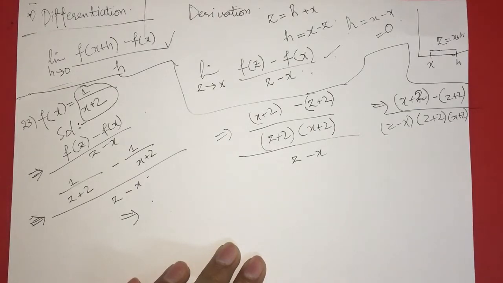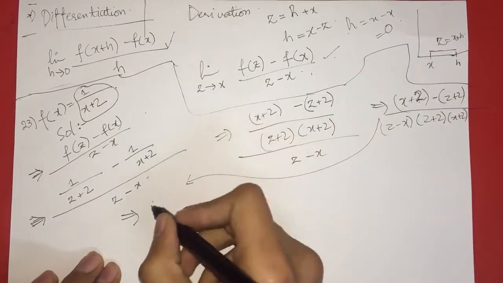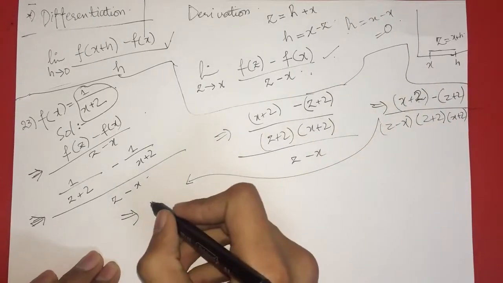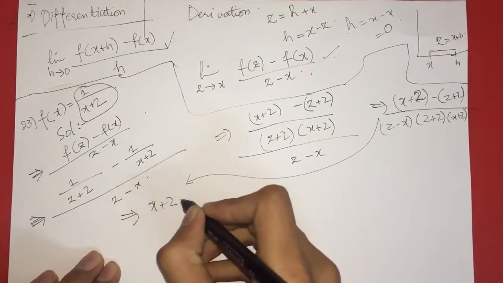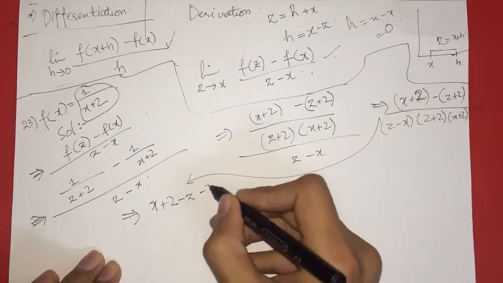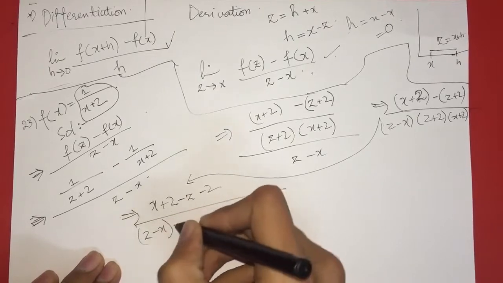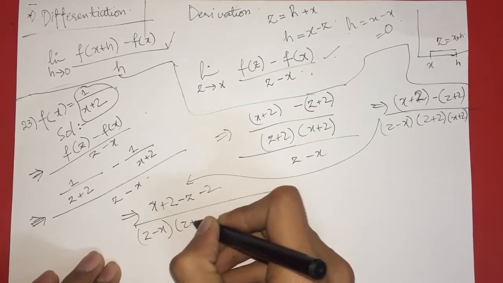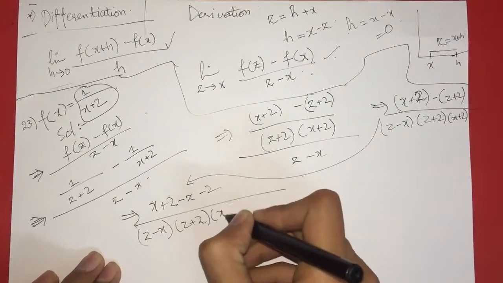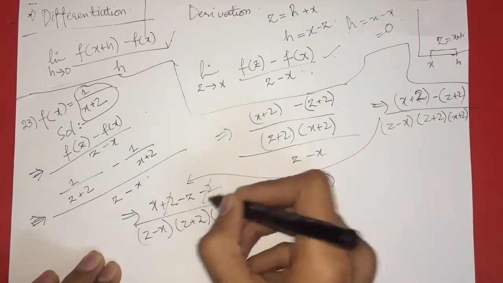Okay, so this is the continuation. Let's open the bracket. So this will be x plus 2 minus z, and minus into plus, minus 2, divided by z minus x, z plus 2, and x plus 2. Alright, so this 2 is going to cancel out.